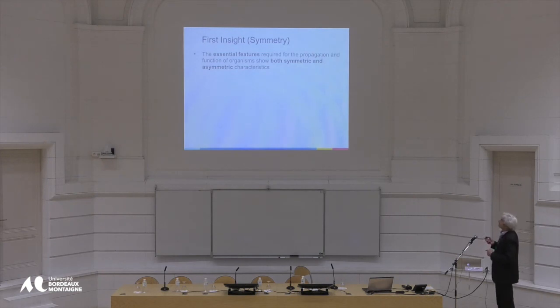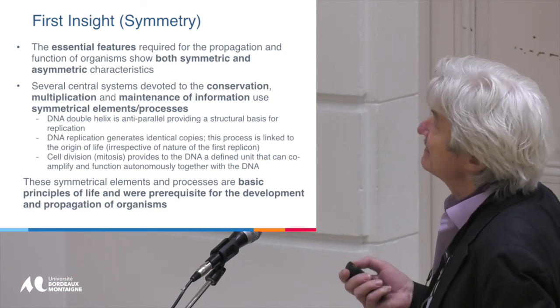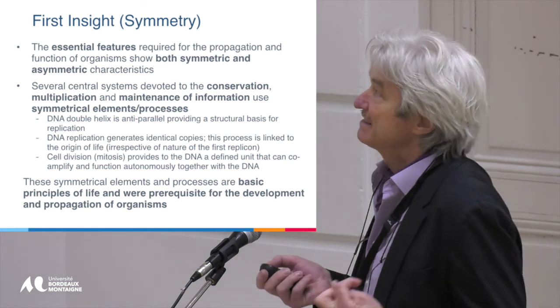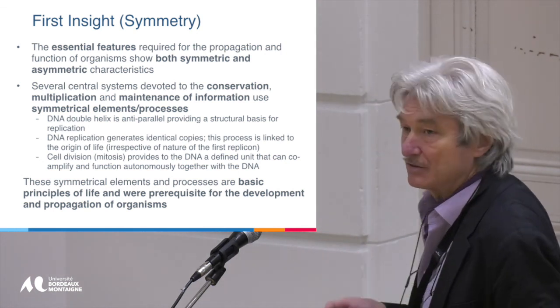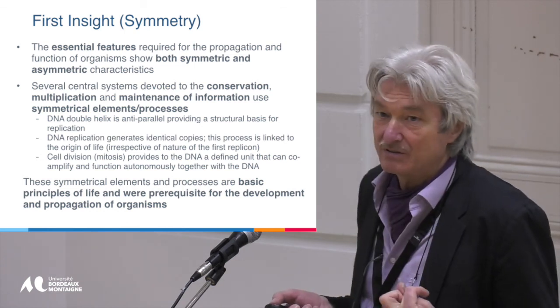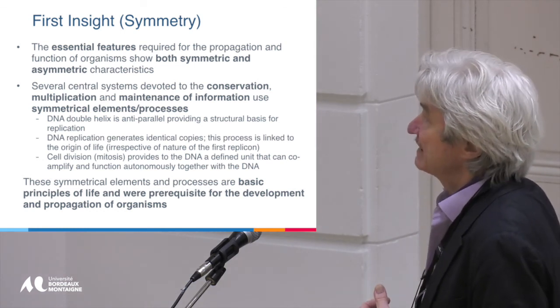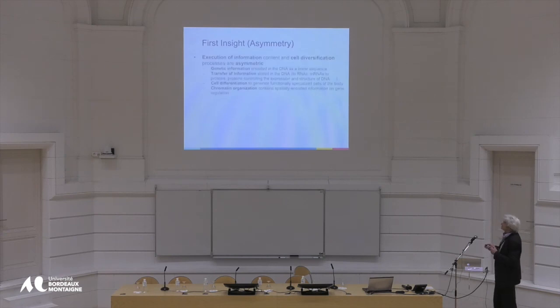The essential features in the propagation and in the function of organisms have both symmetric and asymmetric characters. If we concentrate on the symmetry, it's the conservation, multiplication, and the maintenance of information that uses mainly symmetrical processes. And I discussed already what are these processes with you before. These processes are basic principles of life. Life would not exist without these principles, and we would not be able to propagate organisms. Now, as far as asymmetry is concerned, it's mainly the execution of information and the information itself, which is asymmetrically stored in the DNA, and I gave you the examples.